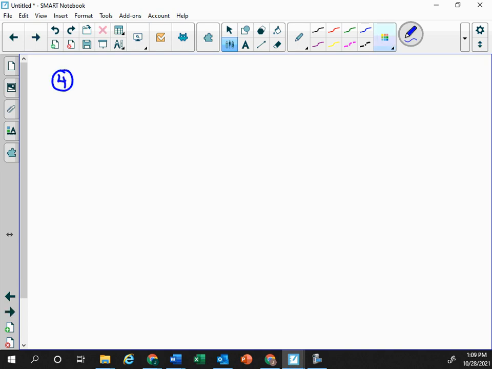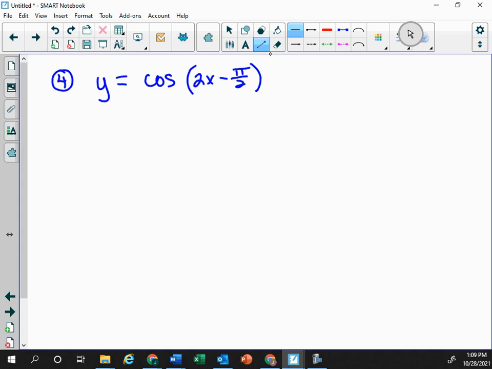Let's try this. y equals cosine of (2x minus pi over 2). And that's it. I didn't say that was the end, but it is the end.